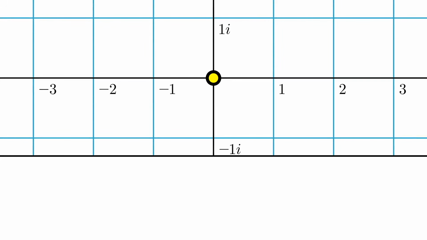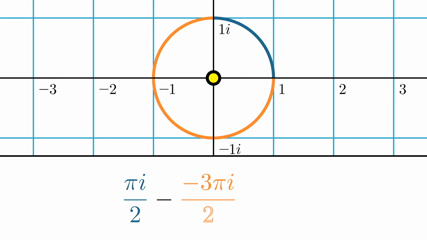Notably, this does not work for 1 over z. If we integrate 1 over z around the unit circle, then by putting together our 2 previous calculations, we get pi i over 2 for this piece of the loop, minus a minus 3 pi i over 2 for this part of the loop, which is 2 pi i.